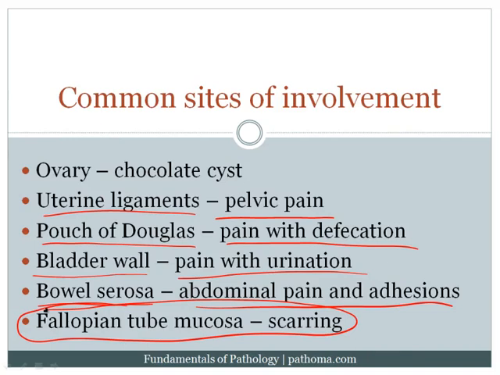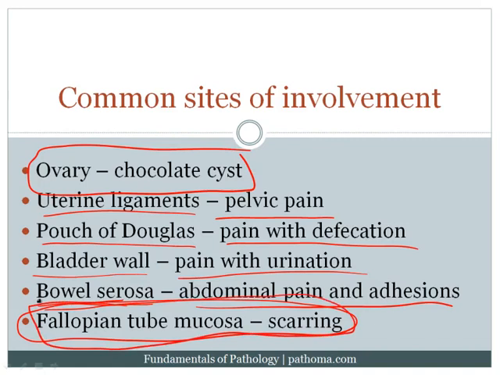So these are common sites of involvement, and these are some of the complications. I think if you understand a little bit of basic anatomy, it's not hard to understand these classic signs and symptoms. Again, chocolate cyst is the most important of these, and fallopian tube scarring with the subsequent risk for both infertility and ectopic tubal pregnancy is the second most important on this list.